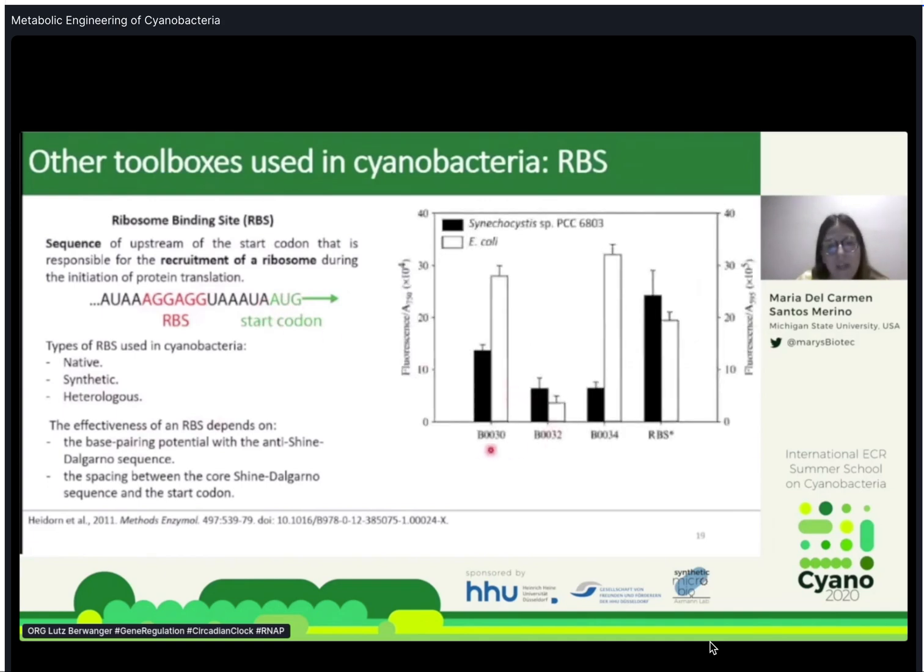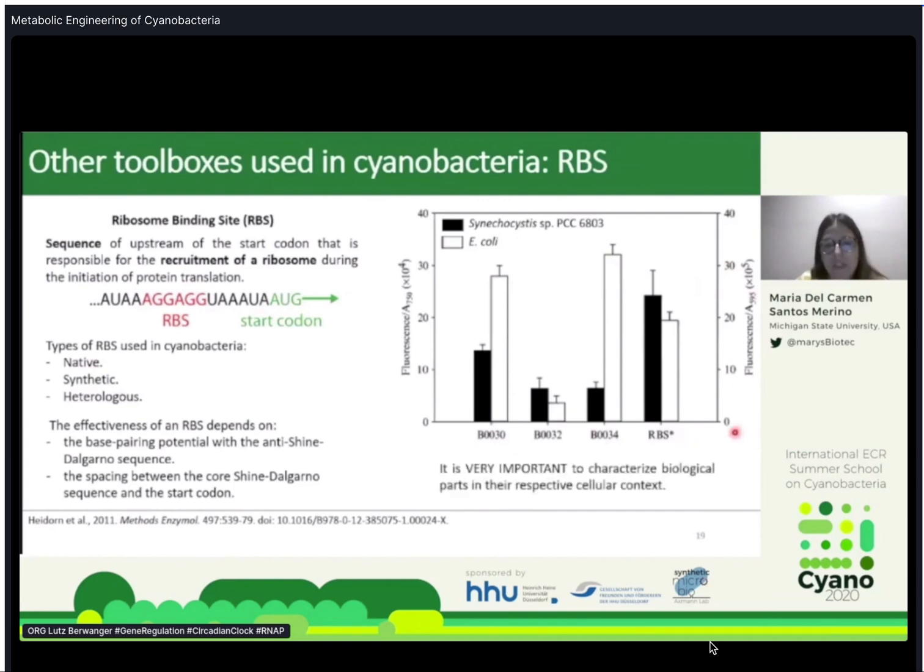In this experiment, they have used 3 ribosome binding sites from the BioBrick system, and also they have developed a synthetic ribosome binding site for Synechocystis. And they compared the level of expression of the fluorescent protein with these ribosome binding sites in Synechocystis and in E. coli. As you can see here, the one that works better in Synechocystis was the synthetic one.